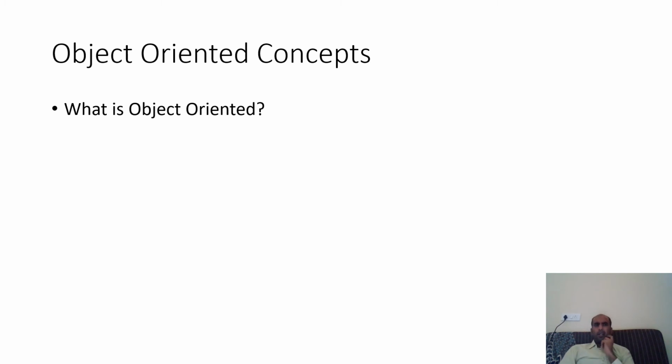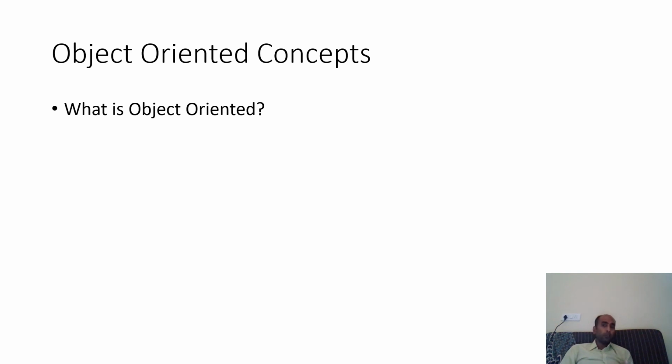So in the very next class, we'll discuss all the object-oriented paradigms. What is object-oriented? What are the characteristics of object-oriented? So the next class will be very important. And again, I'm telling, object-oriented is not a programming language. It's a concept. And you can use this concept anywhere.